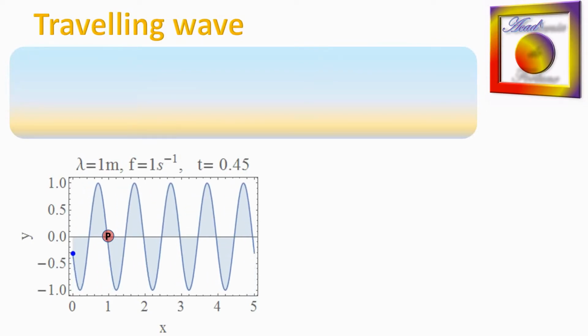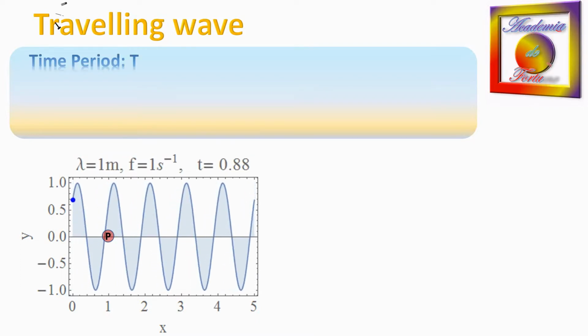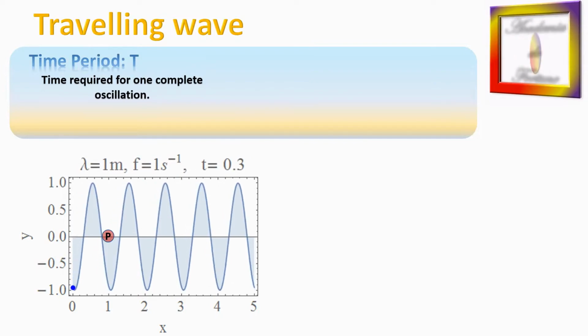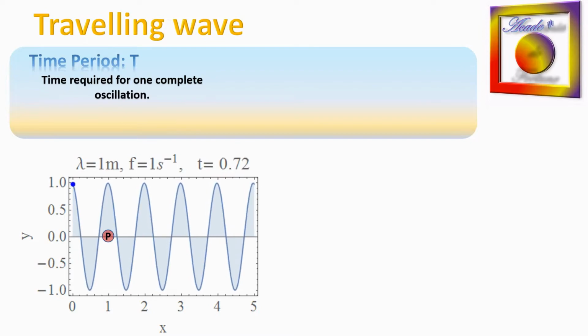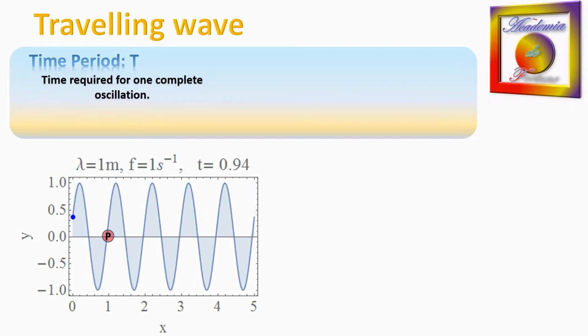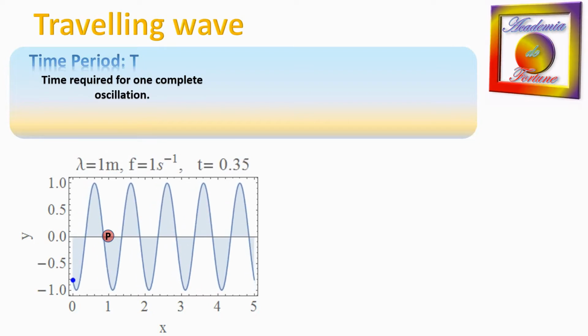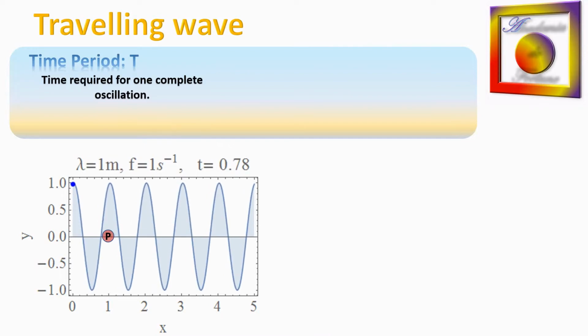Again, consider a traveling wave and let's define its time period. It is the time required for one complete oscillation of a wave. For example, you can see the blue pointer in the graph is oscillating. The time in which it will complete its one oscillation is termed as one time period.